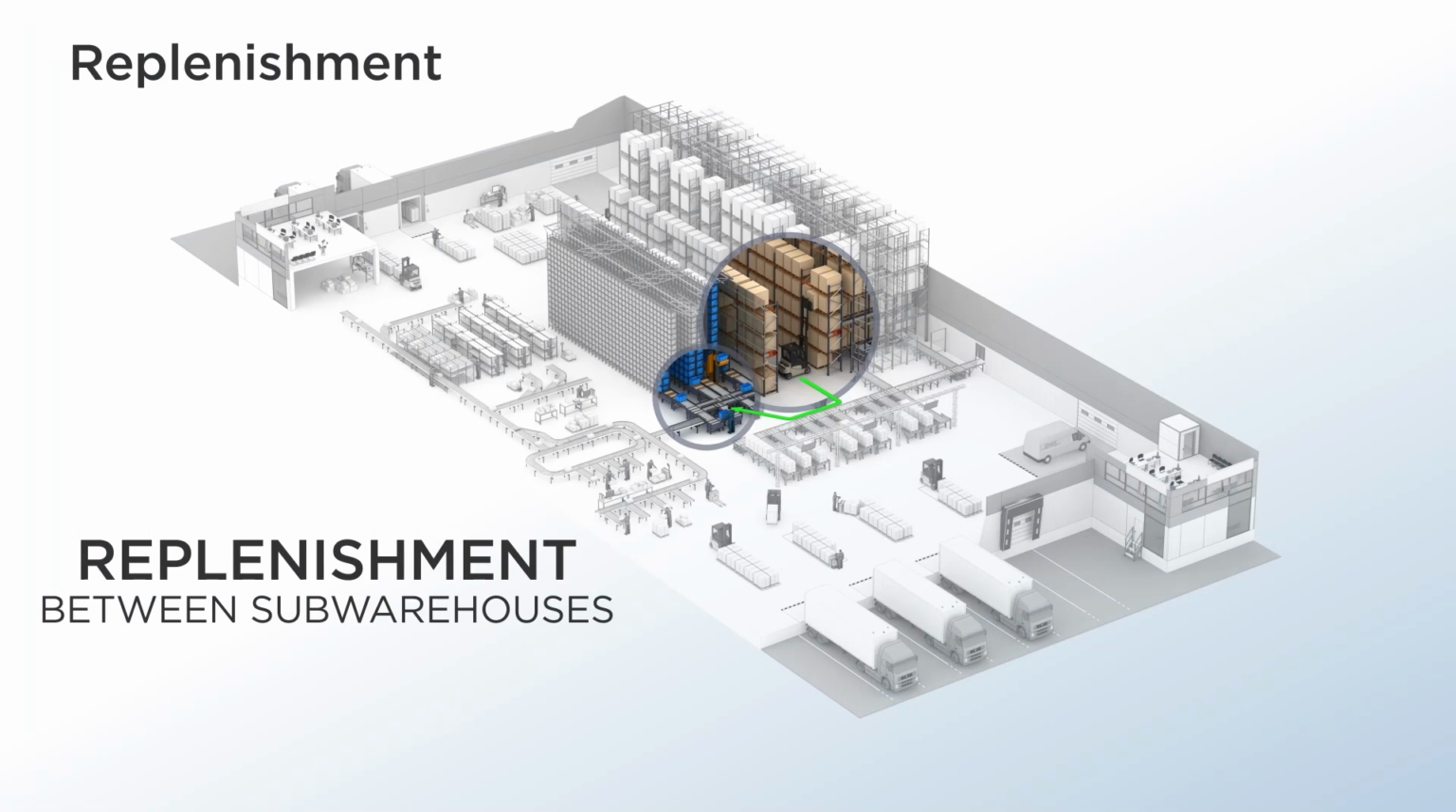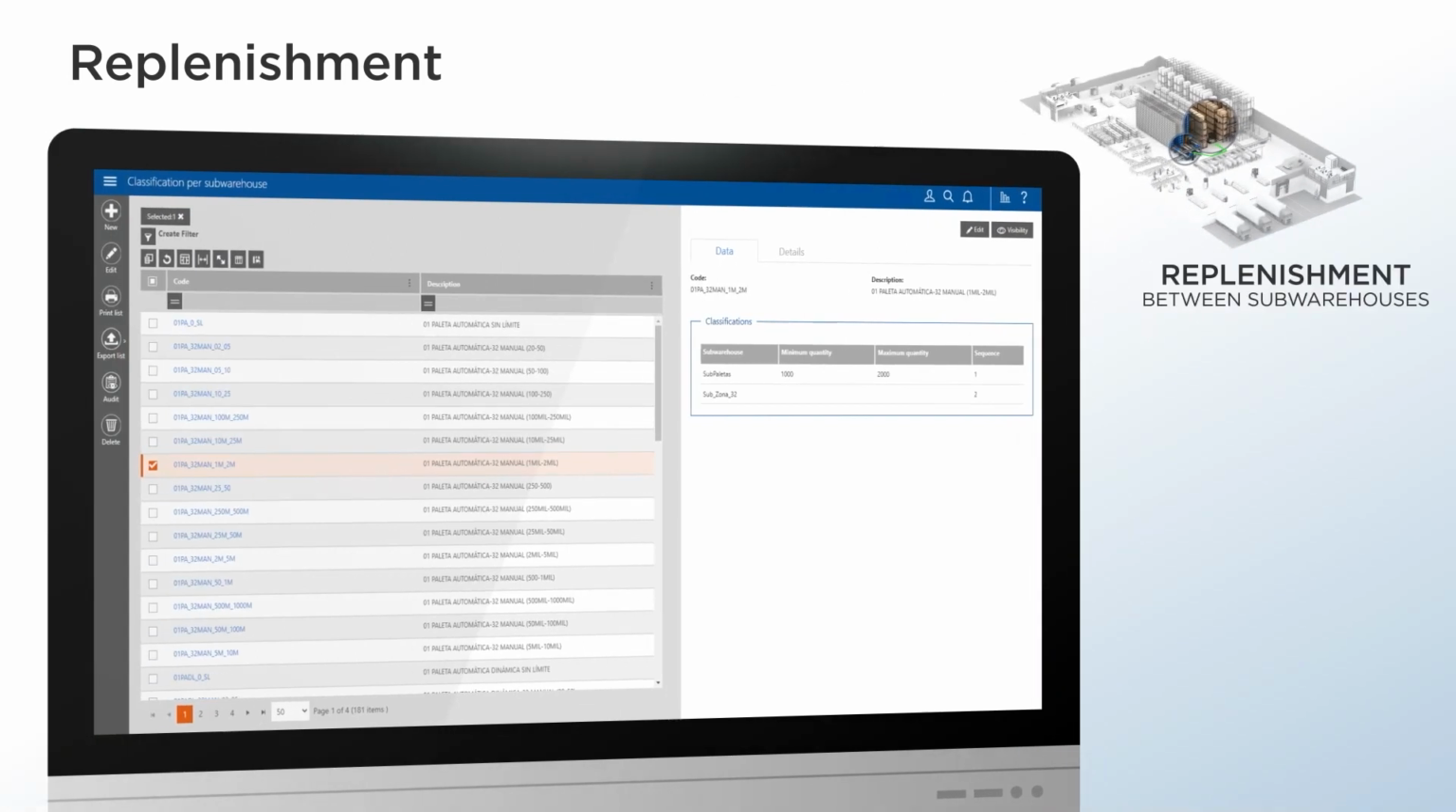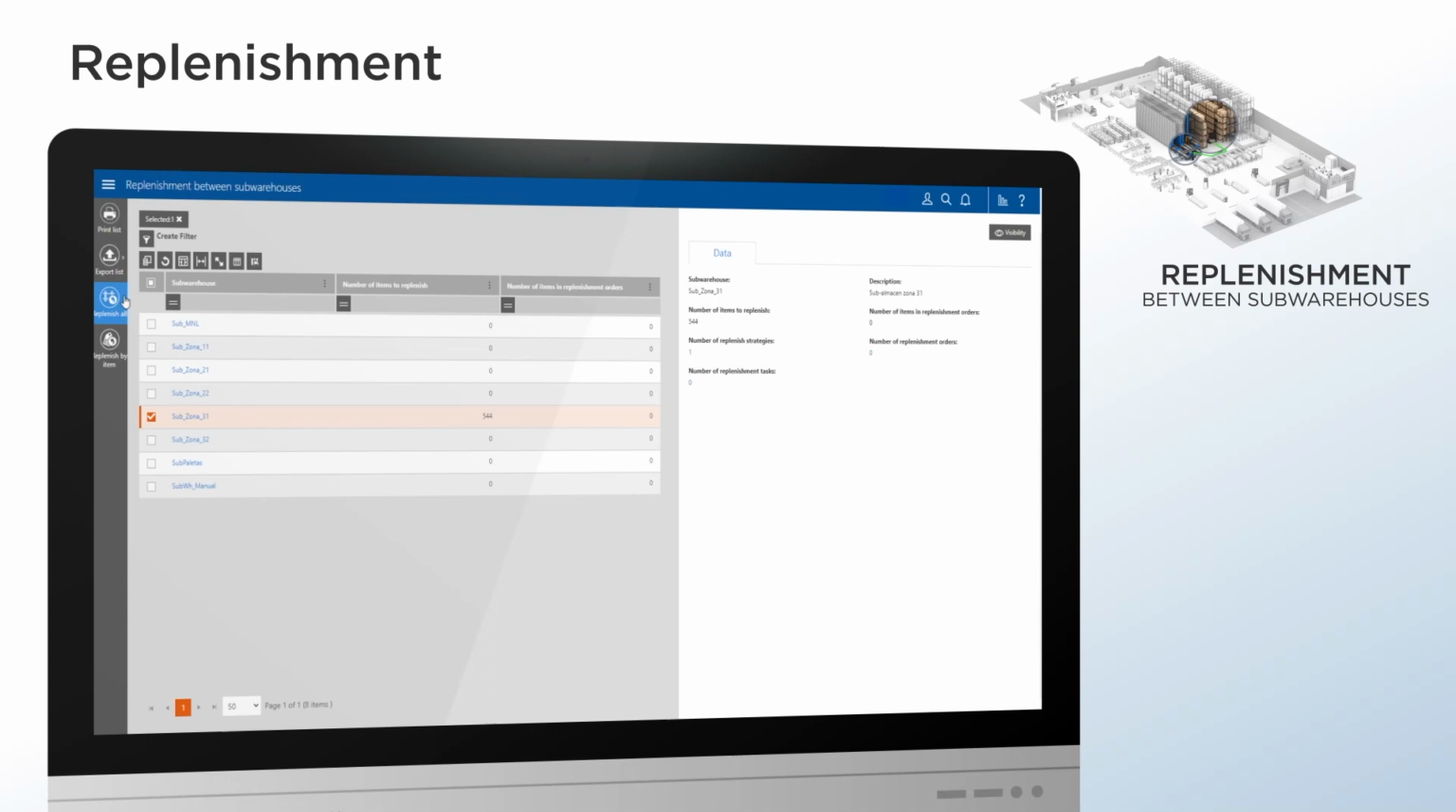The second scenario illustrates replenishment between sub-warehouses. In this case, all picking preparation takes place in the AS/RS for boxes, which must be replenished regularly to meet shipping demands. This periodic replenishment is carried out using a previous configuration, which establishes the minimum and maximum quantities to be stored in each sub-warehouse for each item or item type.